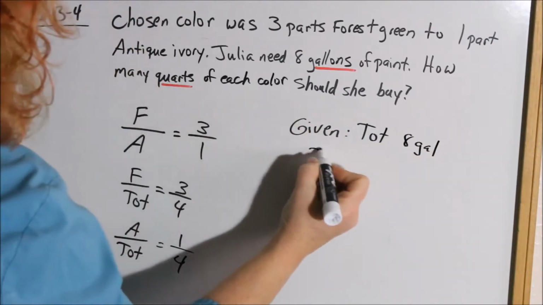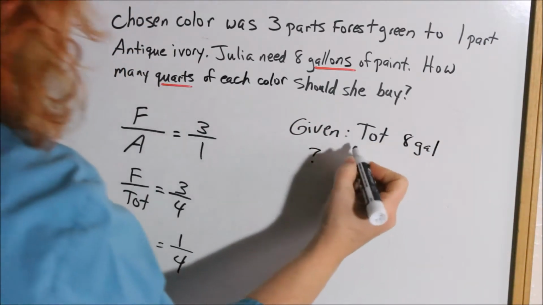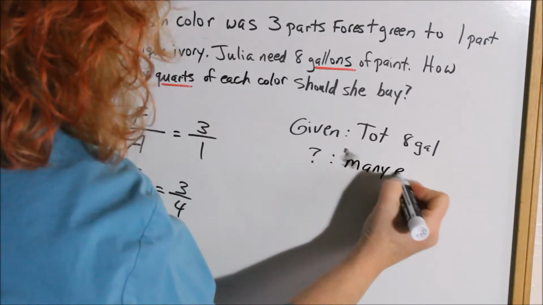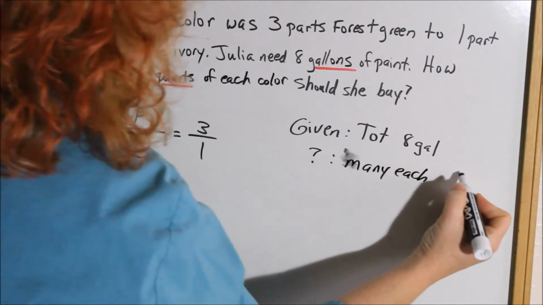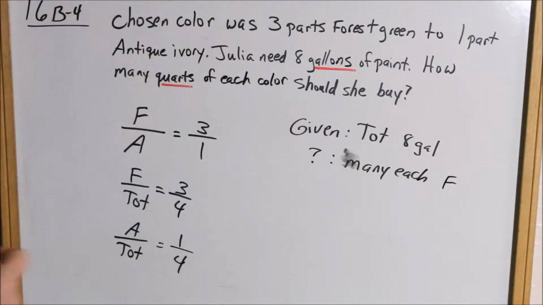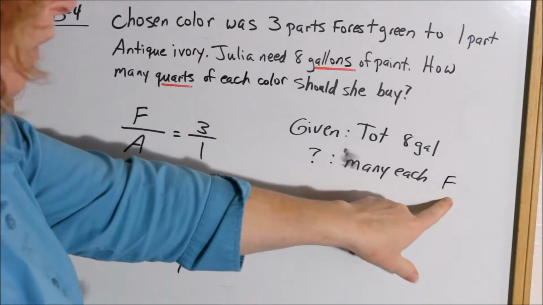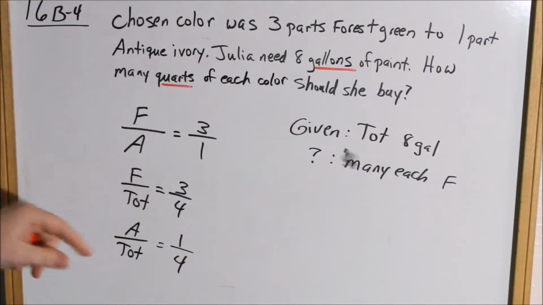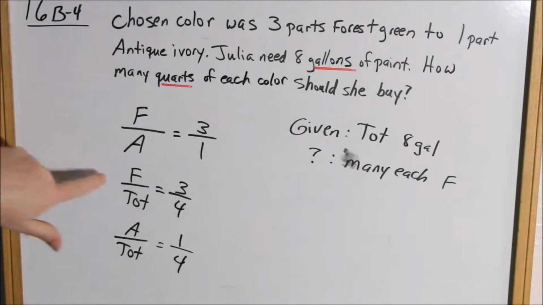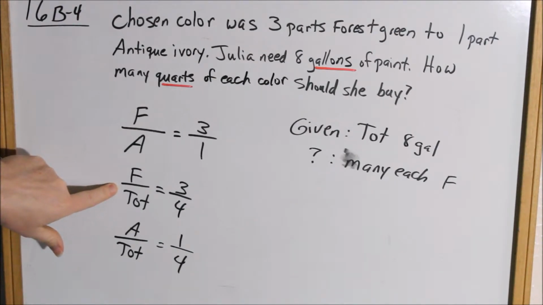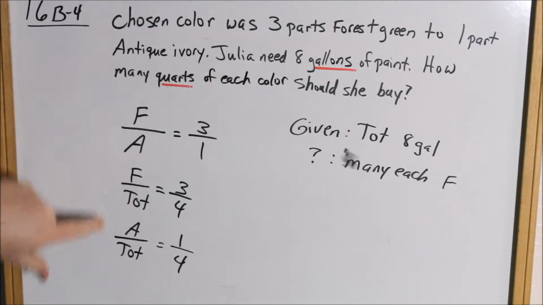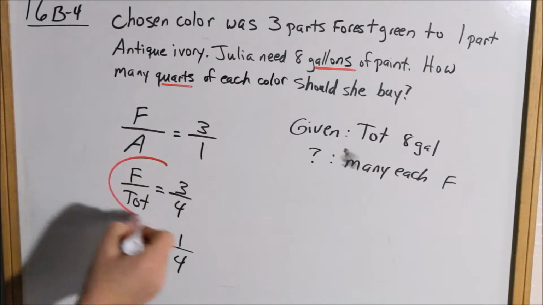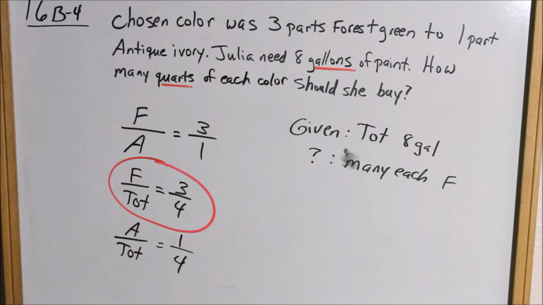And what they're asking, our question mark, is how many of each color. So I'm just going to start with how many of forest green. If I want to know how much forest green, and yet I've been given a total, then I come over here to my ratio that deals with forest green and total. This ratio right here deals with forest green and total. This one is forest green and antique ivory. This one is antique ivory and total. This is the only one that's forest green and total. So this is the ratio that I want to use to help solve the problem.